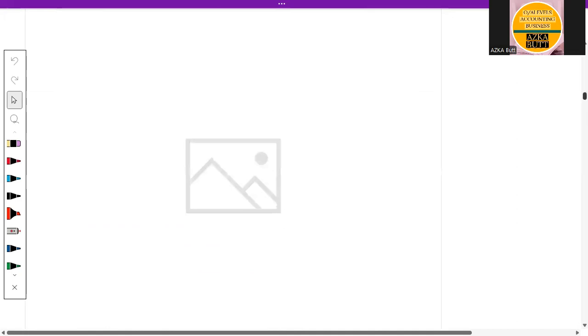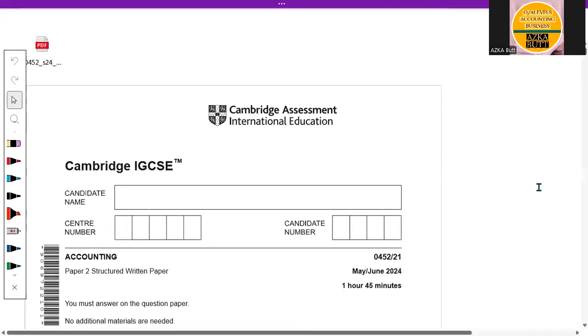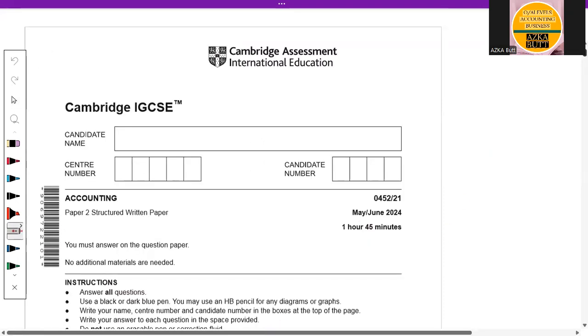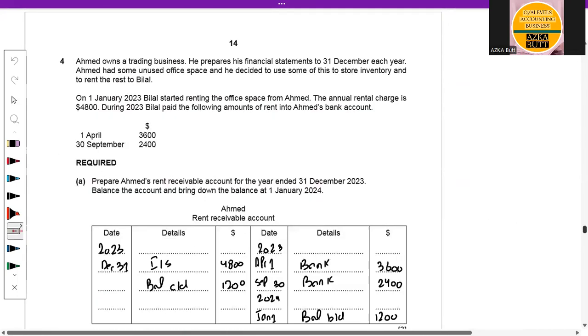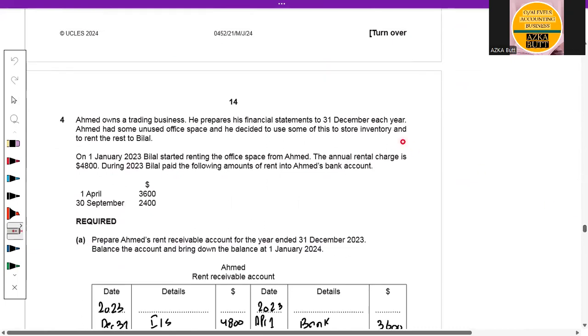If you can see this, this is May June 2024. We have 1 hour 45 minutes to solve this. So we are going to start from the very end, from here. So we have question number 4.